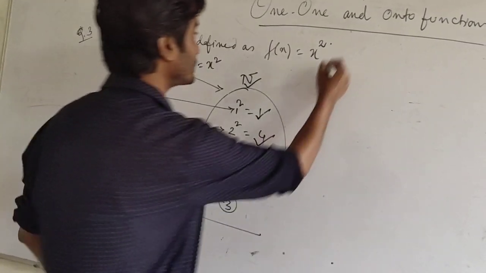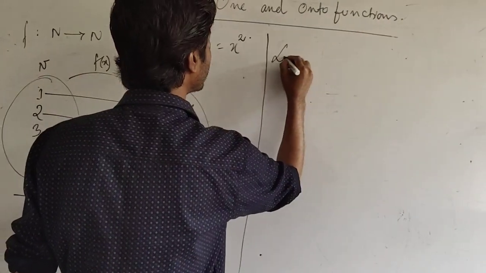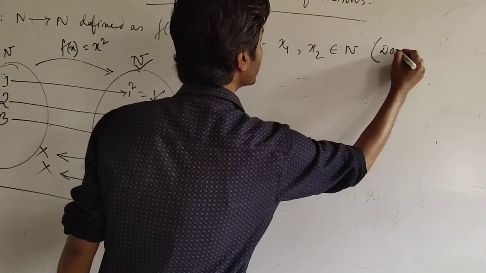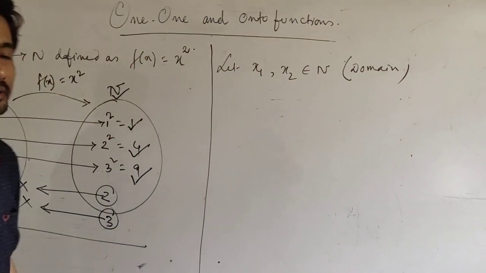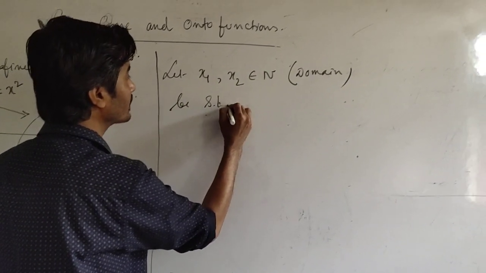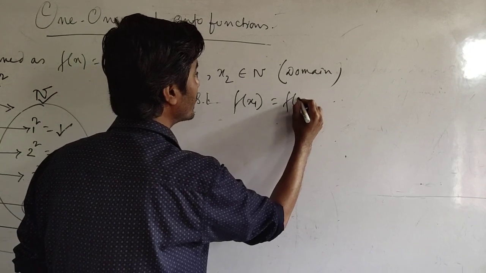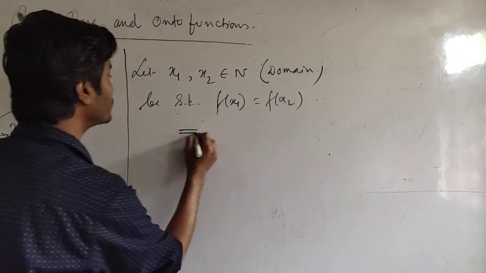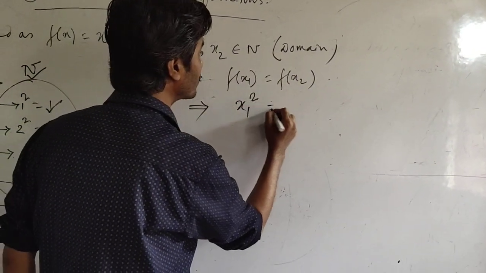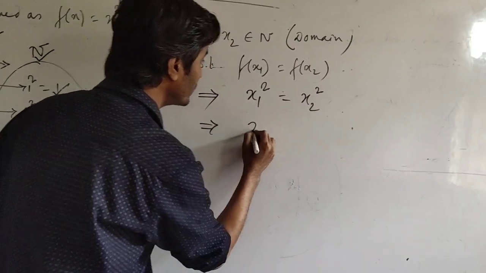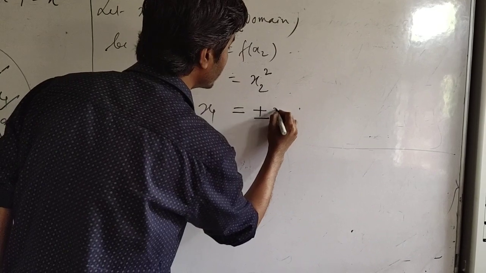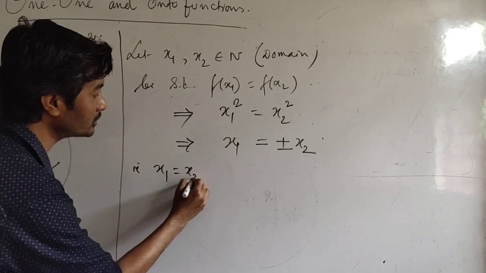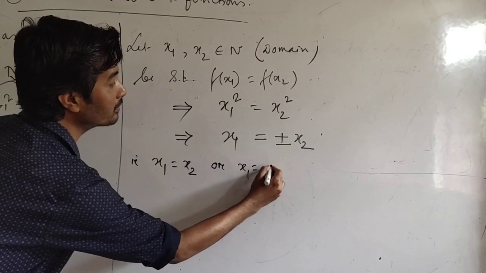Now, regarding the proof, as usual, what do we do? Let x1, x2 belong to N, and as you know, this N is the domain of the function, be such that f(x1) is equal to f(x2). We have assumed that these two elements in the domain have the same images. f(x1) equal to f(x2) will clearly imply that x1 square is equal to x2 square. And if I take square roots on both sides, we will have x1 equal to plus or minus x2. We have two results: x1 equal to x2 or x1 equal to minus x2.